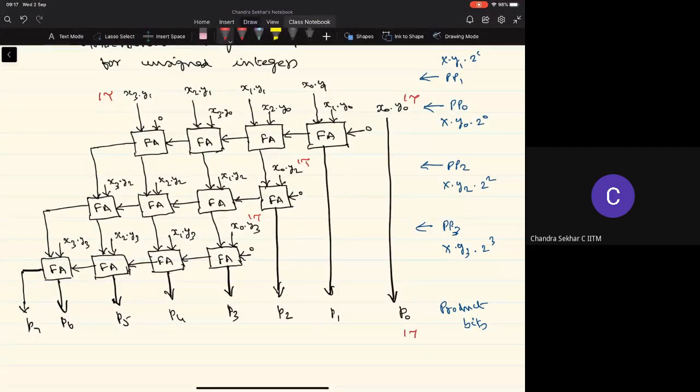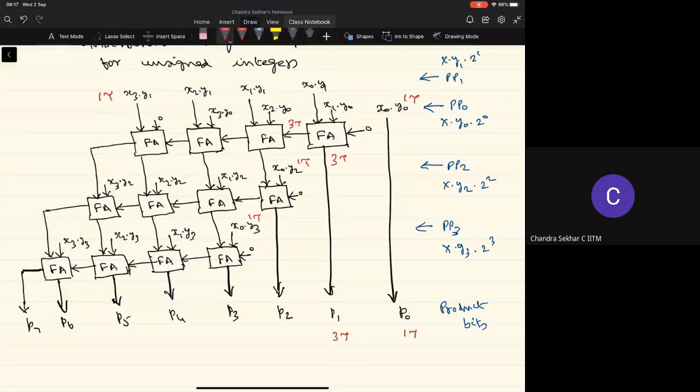Okay. Now, can you tell me when the outputs of the full adder circuit in the first row will be available? If you take the first full adder in the rightmost position, that takes x1 y0 and x0 y1 as input, and both these input bits are available at 1 tau, right? And this full adder circuit will be implemented using the standard two-level logic gate circuit. So this will be available at 3 tau, and this also will be available at 3 tau. So P1 will be available at 3 tau.